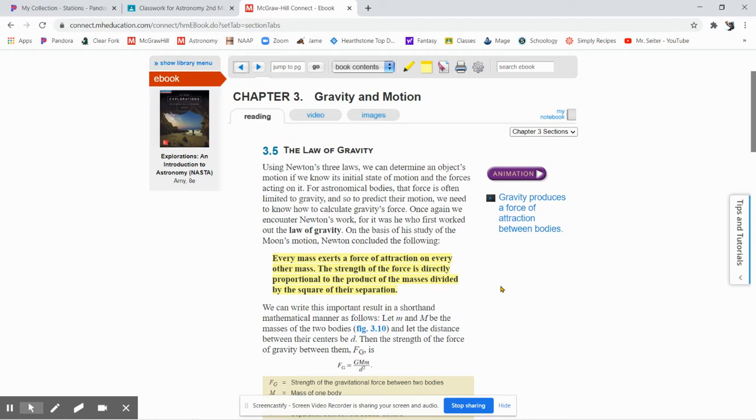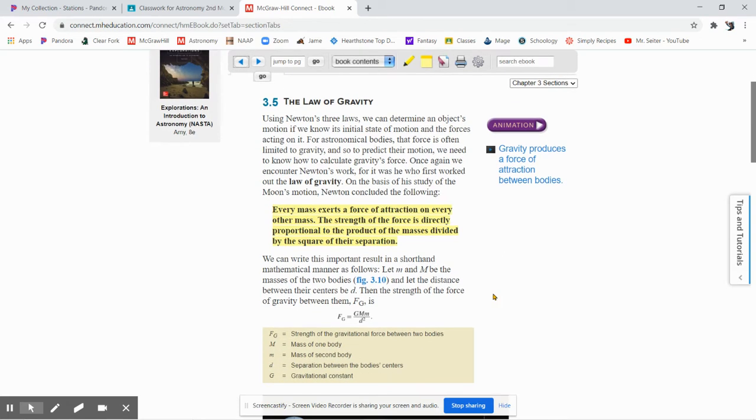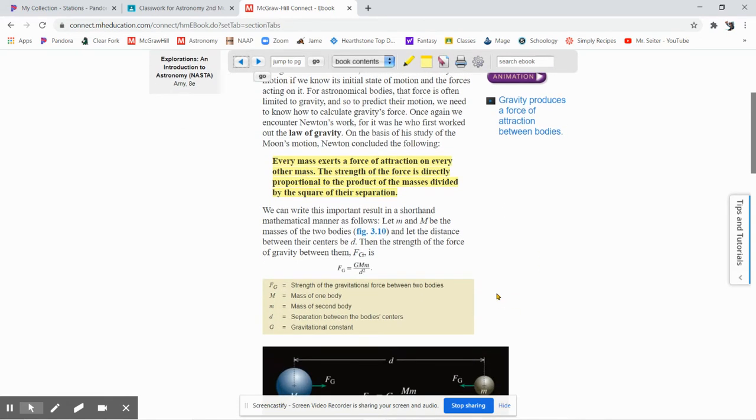Every mass exerts a force of attraction on every other mass. The strength of the force is directly proportional to the product of its masses divided by the square of their separation. We stick to the Earth because of its larger mass. We don't float away and go to the moon on our own because Earth's gravity is so massive it holds us in place.